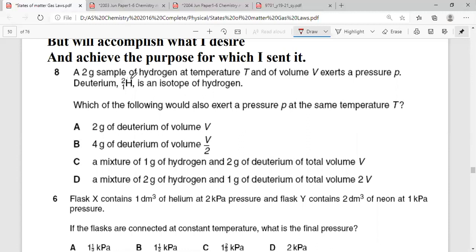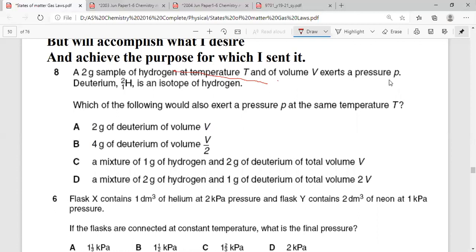2 grams of hydrogen at room temperature T and volume V exerts pressure P. Now, when it's hydrogen here, see, hydrogen has got 3 isotopes. H-1 is hydrogen. H-2 or D is deuterium. H-3 is tritium. This is Form 5, okay? I hope you know. So when it's hydrogen, it means H or H2 or D or D2.